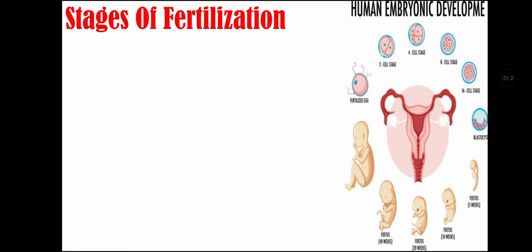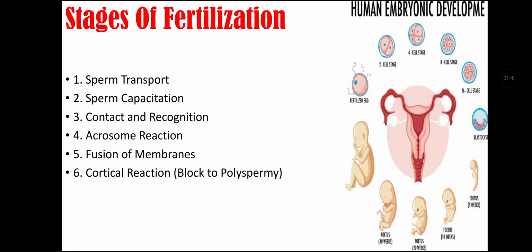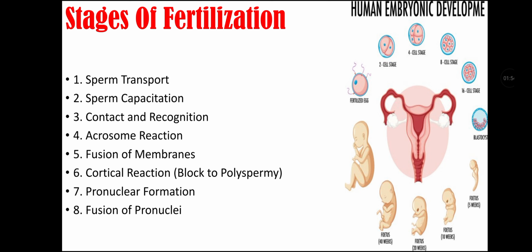Now let's talk about stages of fertilization. First is sperm transport, second stage is sperm capacitation, third is contact and recognition by the egg, fourth is acrosome reaction, fifth stage is fusion of membrane, sixth is cortical reaction, that is block to polyspermy. Seventh stage is pronuclear formation and eighth stage is fusion of pronuclei. Now let's talk about these 8 stages of fertilization one by one.